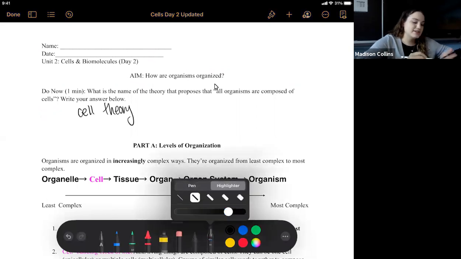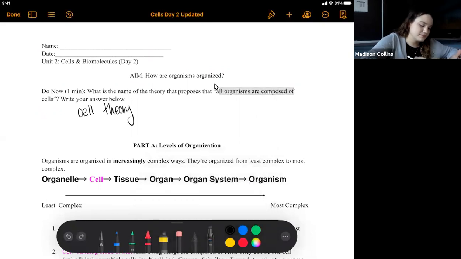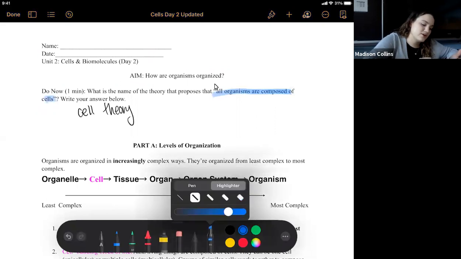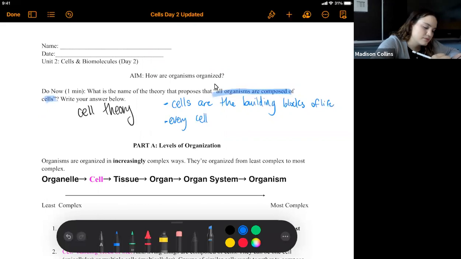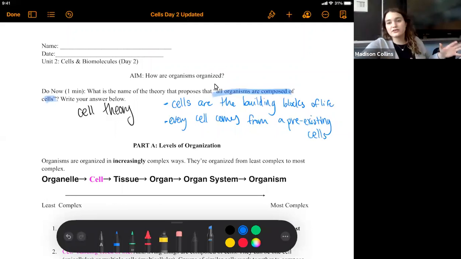And the cell theory does tell us that all organisms are composed of cells, but it also tells us two other things, okay? It also tells us that cells are the basic building block of life. And it also tells us that every cell comes from a pre-existing cell. So cells don't just poof out of thin air, they come from a previously existing cell that has divided itself into two. So all cells come from another cell.